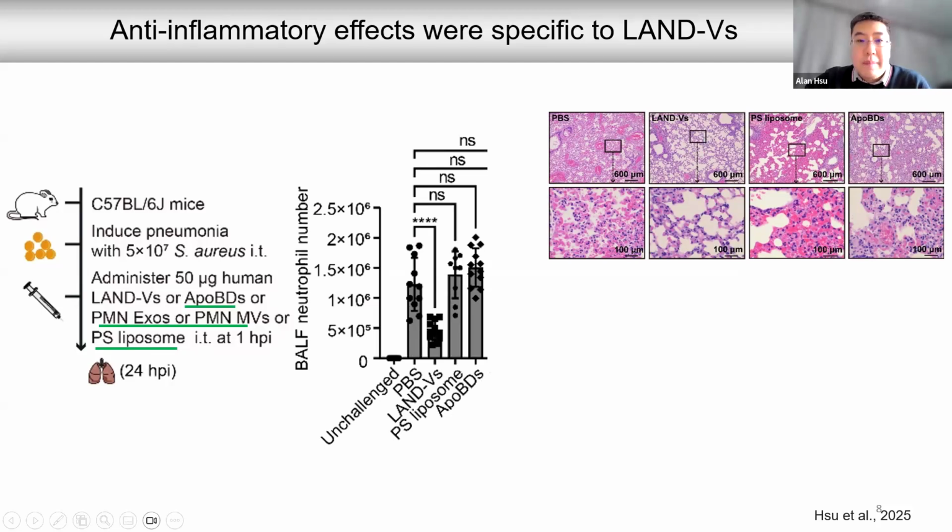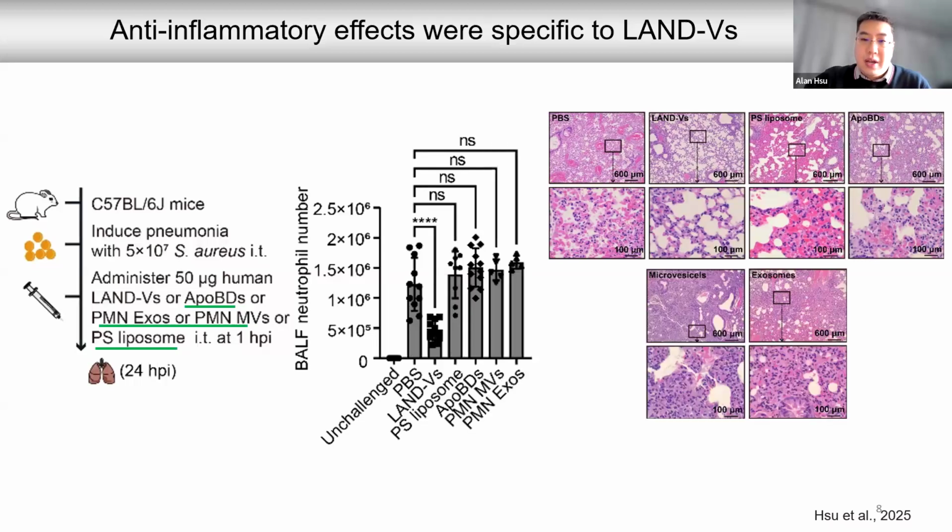We then also wanted to compare if this anti-inflammatory effect could be seen with neutrophil exosomes and microvesicles. And again, these microvesicles and exosomes, as you can see with the neutrophil recruitment and also the histology, could not rescue this phenotype, suggesting that this is a LAND-V specific phenotype. So how are these LAND-Vs special? Because a cell can make various types of vesicles.